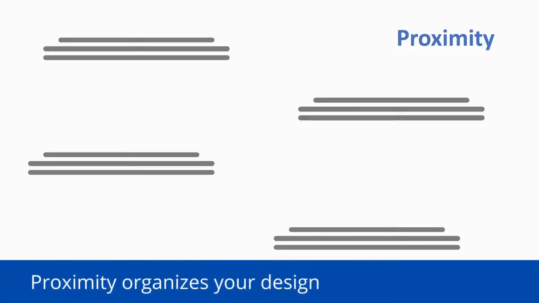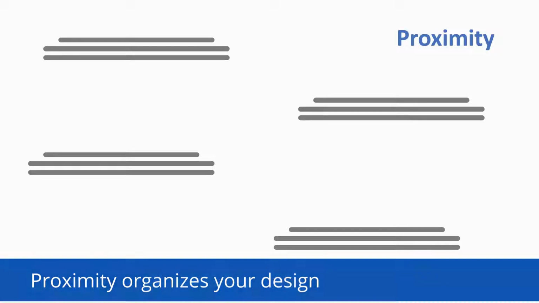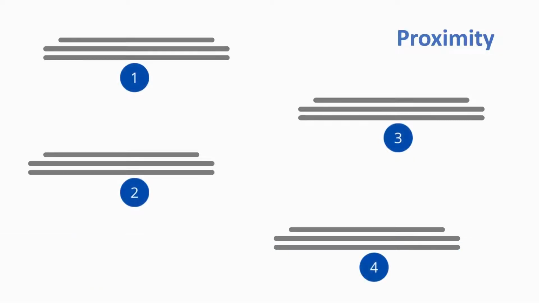So the basic purpose of proximity is to organize. Grouping related items together automatically creates organization in the brain. So here we have 4 different groups of information. Each one is related to that little element by itself.